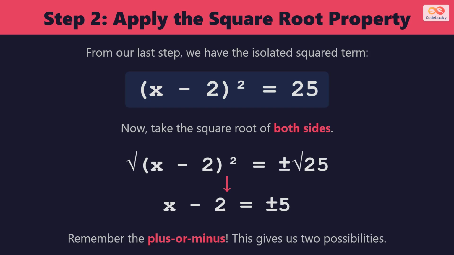Once the squared part is alone, we can apply the square root property. We had (x - 2)² = 25. Now, we take the square root of both sides. The square root of (x - 2)² is just x - 2. The square root of 25 is 5. But remember, we must account for both the positive and negative root, so we get x - 2 = plus or minus 5.